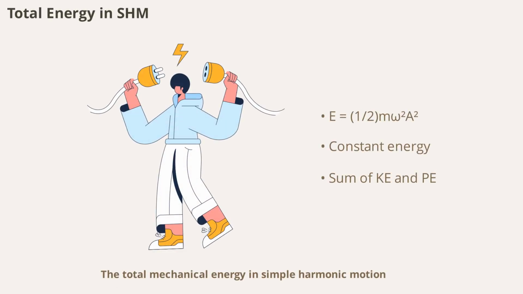Total mechanical energy in simple harmonic motion is the sum of kinetic and potential energies. It's given by E = 1/2 m ω² A², where A is the amplitude.